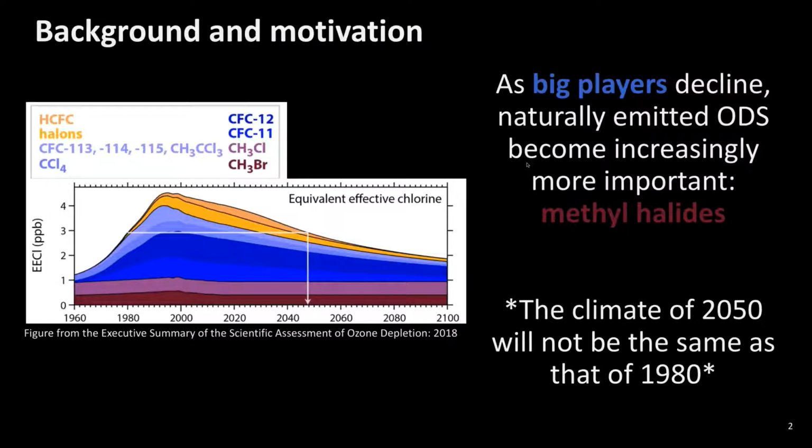Here I'm showing you a figure from the Scientific Assessment of Ozone Depletion from 2018. You can see that the purple colors here are methyl halides, so methyl chloride and methyl bromide. Those levels are projected to stay pretty constant throughout the rest of the 21st century. But that may not actually be true. The climate of 2050 will not be the same as that of 1980. So when we talk about getting back to 1980 ozone levels, we're not necessarily thinking of how climate change may impact the levels of these naturally emitted ozone depleting substances like methyl bromide.